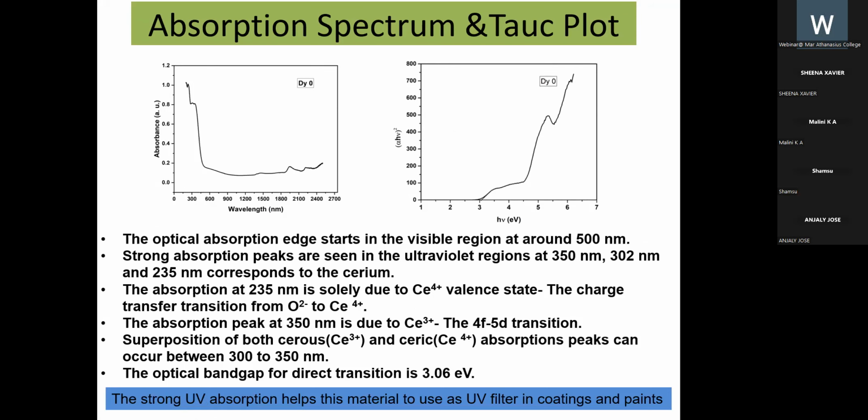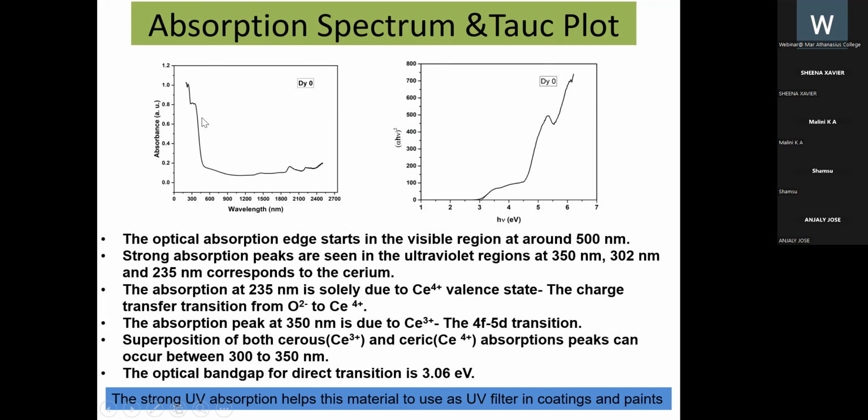In the corresponding absorption spectrum and the Tauc plot of the undoped samples, it shows an absorption edge at the visible end at 500 nanometers, and it has strong absorption peaks in the ultraviolet regions at about 350, 302, and 235 nanometers, corresponding to the absorptions of cerium.